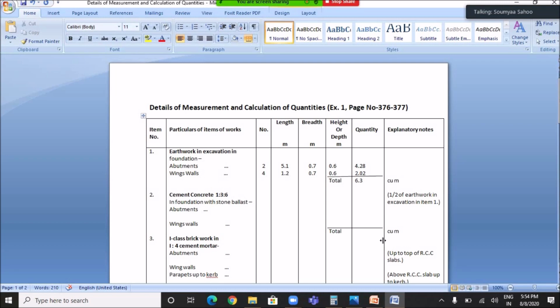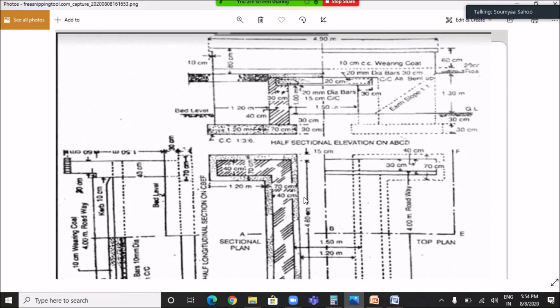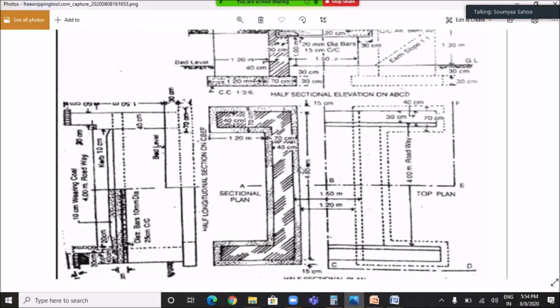So cement concrete work is done again in abutment and wing walls. So we have to find out the length, breadth and height or depth of the abutment and wing wall where cement concrete work is to be done. So let's see the plan again. So the cement concrete work is done for abutment from this point to this point.